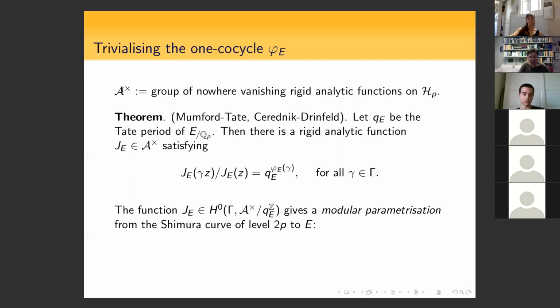So this function J sub E, of course, is now an element of H0 when I view it with values in A star modulo powers of Q. Since phi sub E is Z valued, the obstruction to this being a coboundary, or I should say a cocycle, is given by this discrete subgroup, Q sub E to the Z. So this function is, in fact, just a modular parameterization from the Shimura curve of level 2p to the elliptic curve. Namely, it induces a natural function on the set of gamma orbits on HP, taking values in the quotient of Cp star by this discrete subgroup Q sub E to the Z, which is just the Cp points on the elliptic curve.